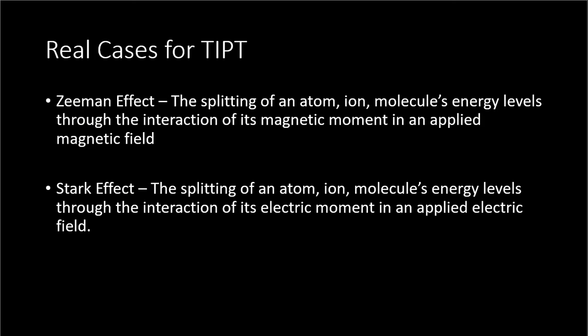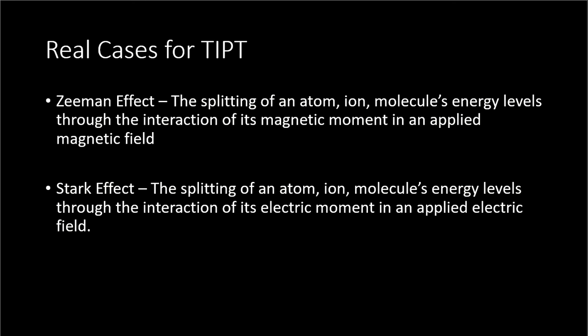Real cases for using time-independent perturbation theory include seeing energy splitting when we have energy levels in an atom or molecule that may be degenerate. Subjecting that atom to certain situations can result in those degenerate energy levels actually becoming distinct and split. And two of them are really just looking at whether we apply a magnetic field across our molecule, atom, or ion of study, or we apply an electric field.